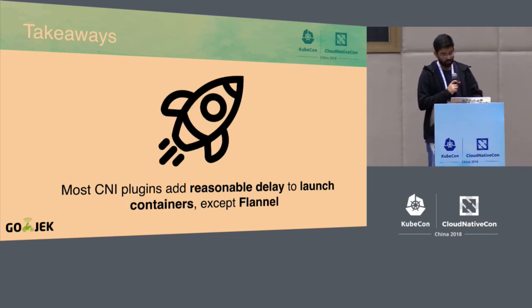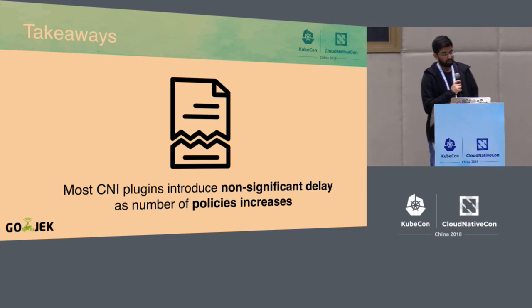In terms of network launch delay, there is a reasonable delay to launch containers, except for Flannel, which I think in this particular test case was an outlier and wasn't totally expected. For network policies, there is a non-significant delay introduced based on the number of network policies you add. So that is mostly our takeaways around the policies.